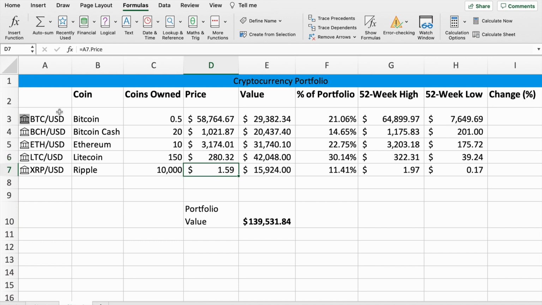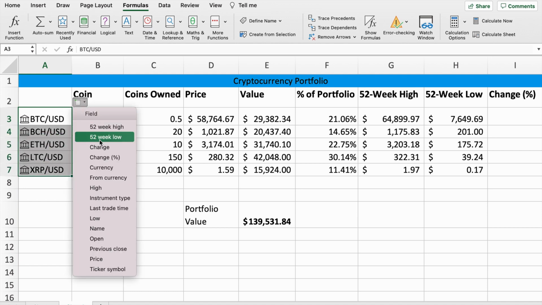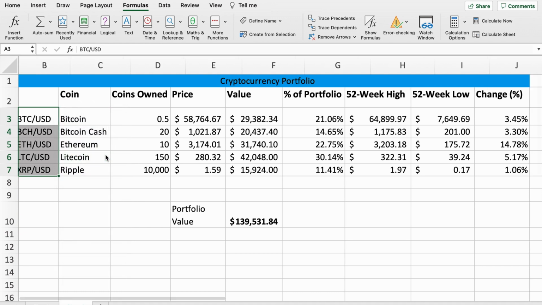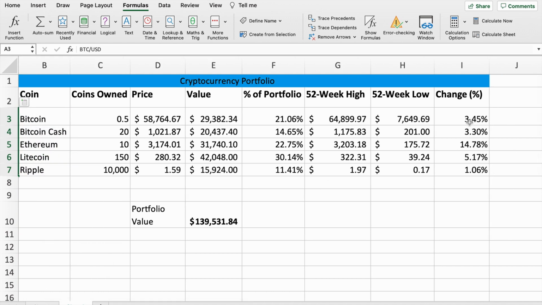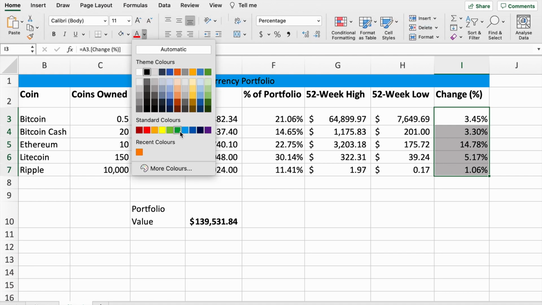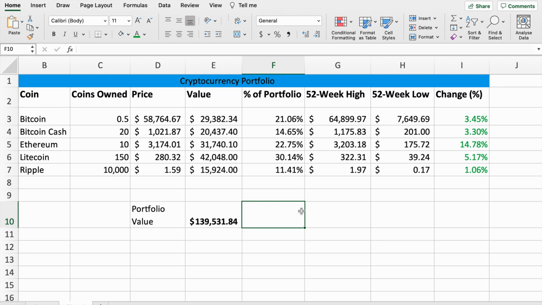So the last metric we're going to look at now is the change. Now this metric will tell you how much the price of the cryptocurrency has changed compared to its price of the previous day. So what we're going to do is same thing again, go into change percentage, and then we have the metric there. I usually like to put, if it's a positive change, we'll make it green. As you can see, there's no negative changes here at the moment.